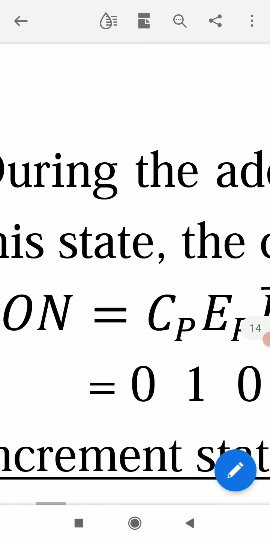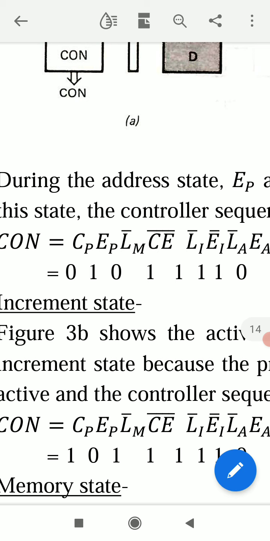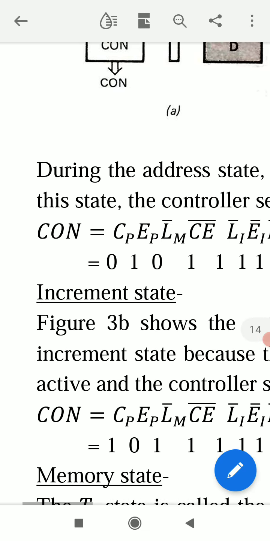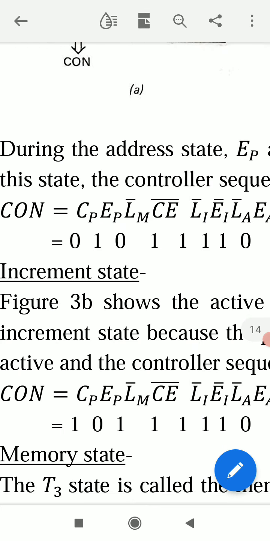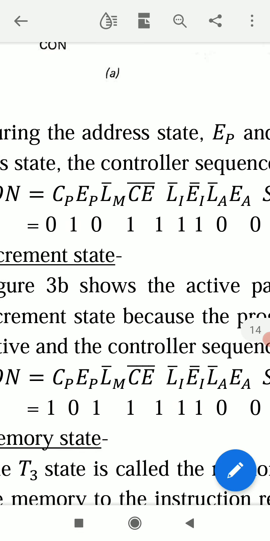Out of these 12 bits, those bits which have bar are active when those are 0, and those without bar are active when these are equal to 1. So if a bit from this 12-bit control word is without bar, it is active when it is 1, and when it is in the form of bar, then it is active when it is 0.